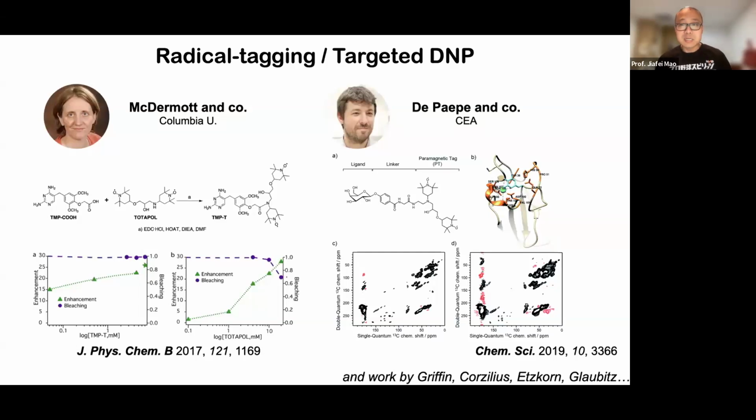Gael did something similar. In this case, they can illuminate many sites on the protein with relatively good resolution. So that would be a very nice approach to try. The only cost, of course, is the synthesis of this radical-tagged ligand. That's quite a lot of chemistry to do.